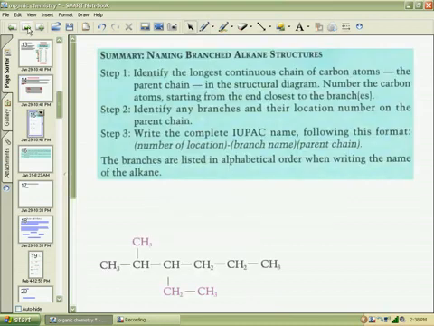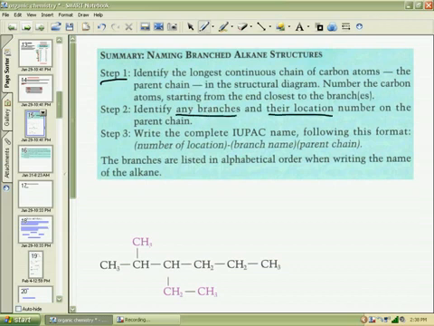So our steps are to identify. Step 1, identify the longest continuous chain of carbon atoms, which we'll call the parent chain, and we'll number them starting from the end closest to the branches, or the end closest to where any double bonds would occur as well. Step 2 is to identify the branches and their location on the parent chain. So what the branch is, and where.